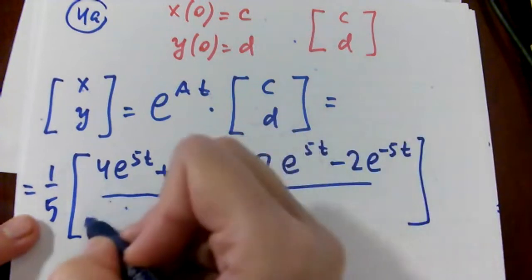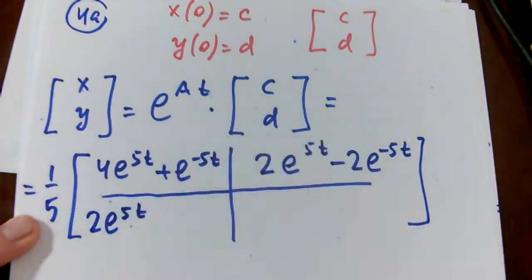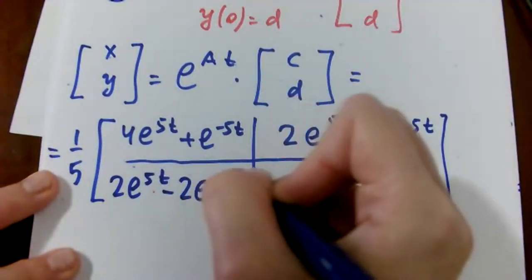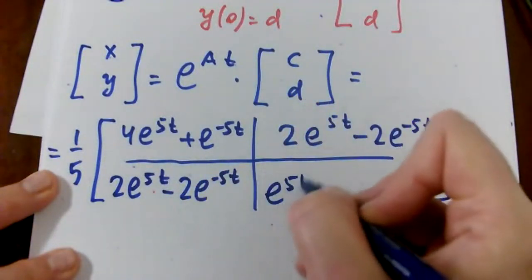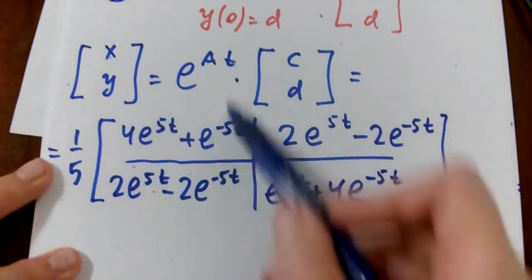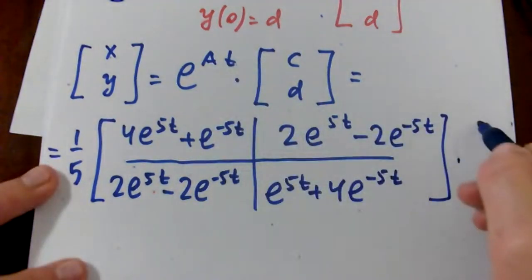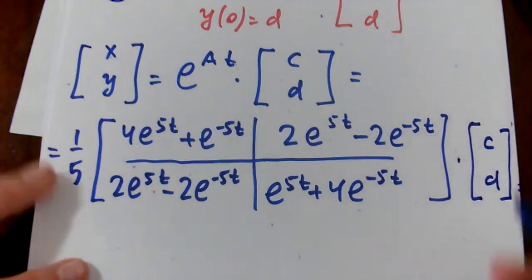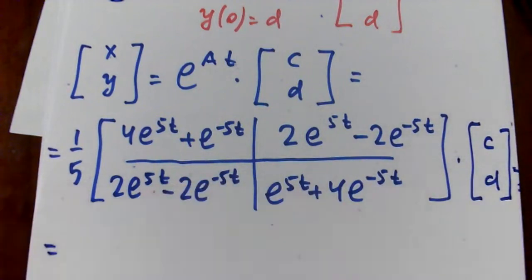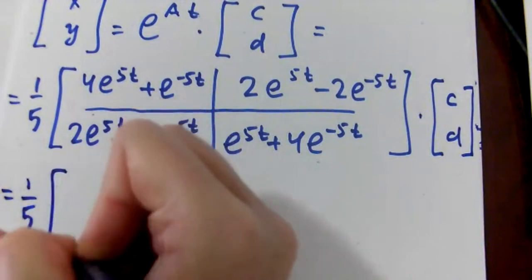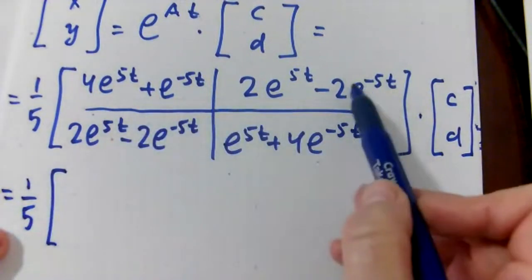This was 2e to the power of 5t. I hope I'm not sliding out of the field of view for you. I copied this matrix exponent e to the power of At, and now I need to multiply it by (c, d). So these simplifications and transformations become even messier, but what can you do? You do need to know how to deal with it. Okay, so the first step will be just to do this multiplication.